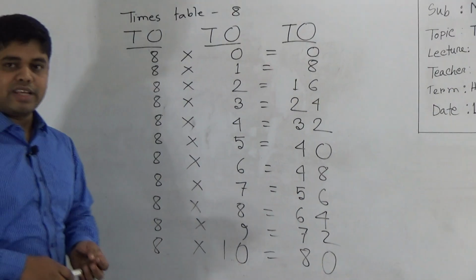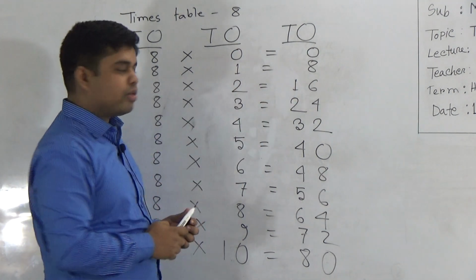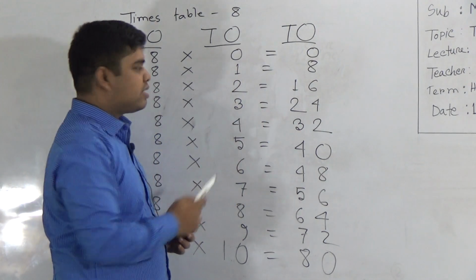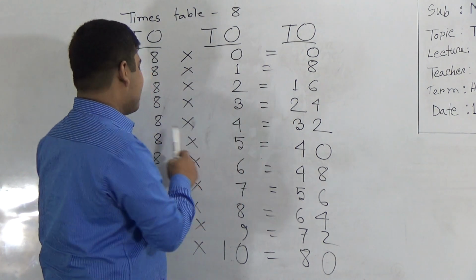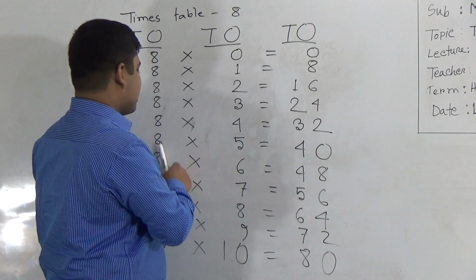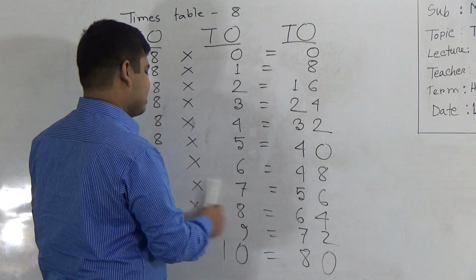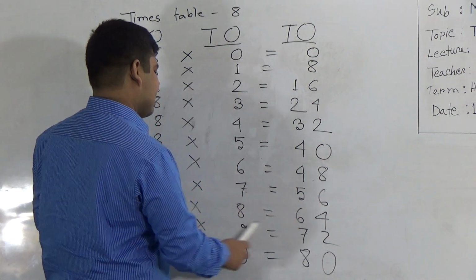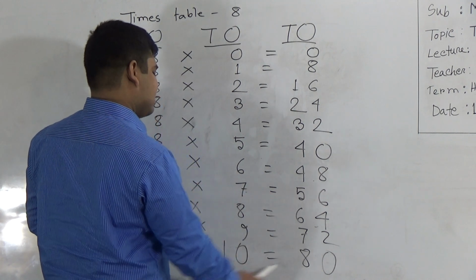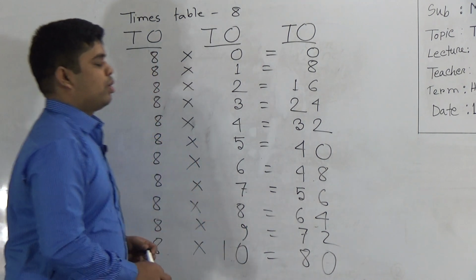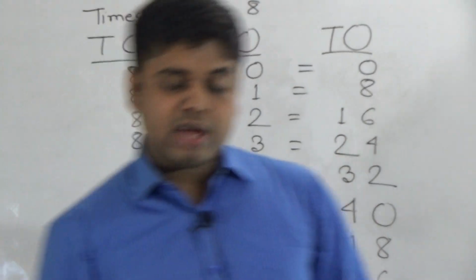Okay, so now please read with me. 8 zeros is 0, 8 ones is 8, 8 twos are 16, 8 threes are 24, 8 fours are 32, 8 fives are 40, 8 sixes are 48, 8 sevens are 56, 8 eights are 64, 8 nines are 72, 8 tens are 80. So my dear students, you must learn this very carefully.